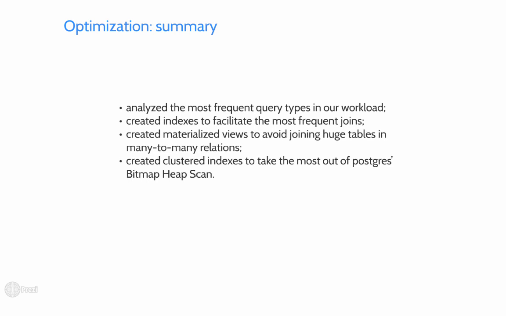So during the optimization stage, we analyzed the most frequent query types in our workload. We created indexes to facilitate the most frequent joins. We created materialized views to avoid joining huge tables in many-to-many relations. We created clustered indexes to take the most out of Postgres bitmap heap scan.